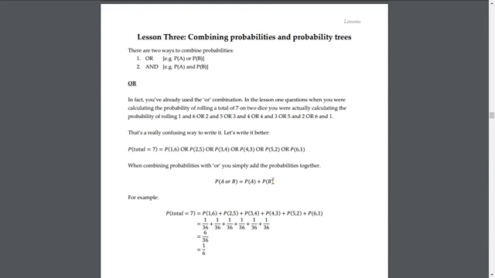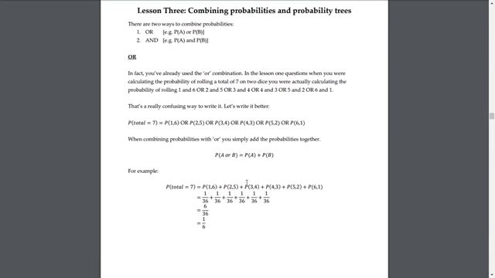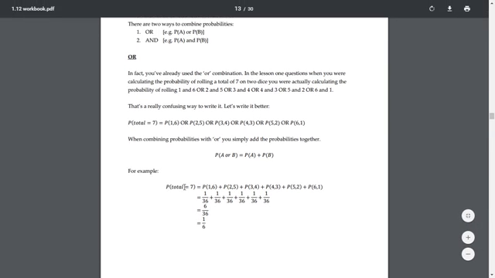If you had 3 events you wanted to combine, so P(A or B or C), you would have P(A) plus P(B) plus P(C). You can add as many terms as you want. So for example, the probability that the total is 7 is the probability of 1 and 6, plus the probability of 2 and 5, plus.